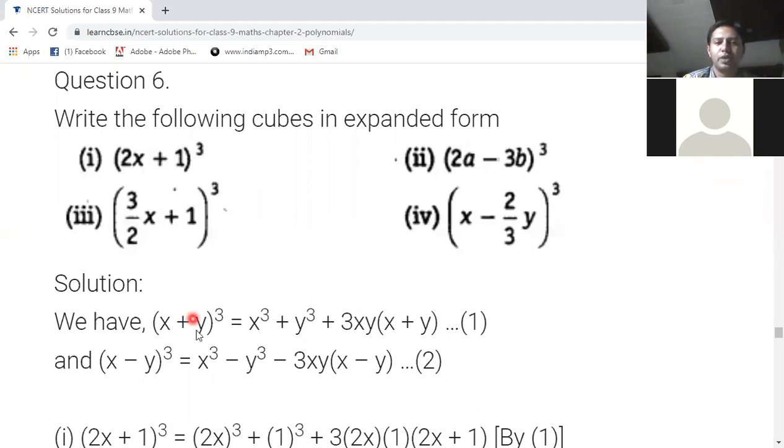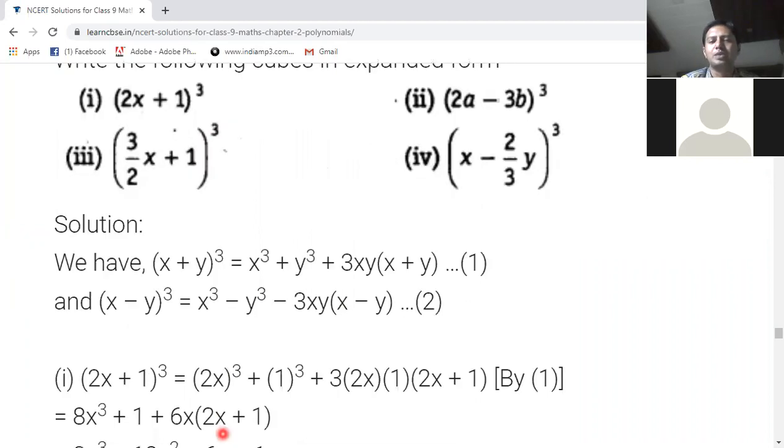That is, x plus y whole cube is x cube plus y cube plus 3xy times x plus y. Now the value of x is 2x and the value of y is 1. So while substituting the values, we'll get (2x) cube plus 1 cube plus 3 into 2x into 1 into (2x plus 1), that is 3xy or 3ab times a plus b. Instead of a plus b we have 2x plus 1.